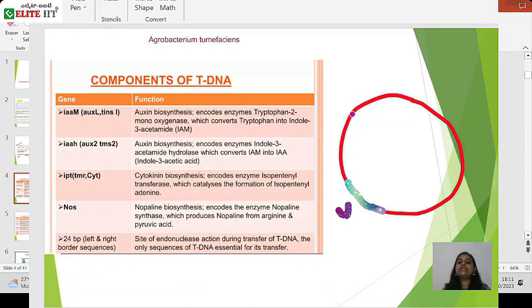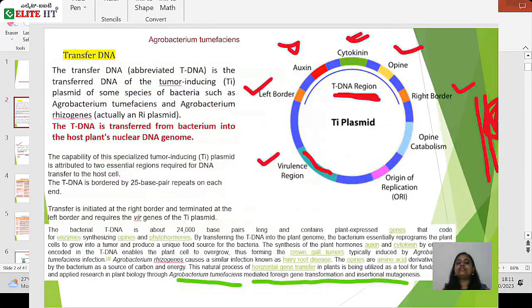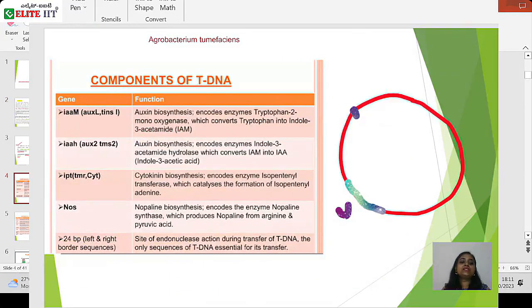Now after that there will be one border, the left border. After the left border, auxin is present, so I'm writing it as A. Then the second region is cytokinin. Then another is OP, O. And after that, the right border is coming. Okay, up to this, these are the components.